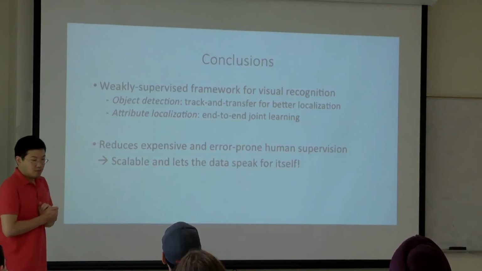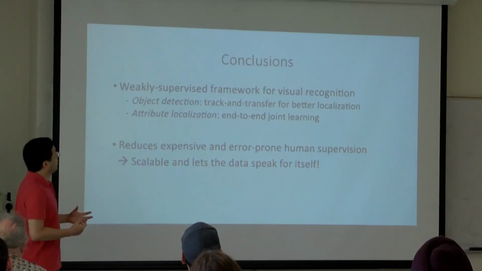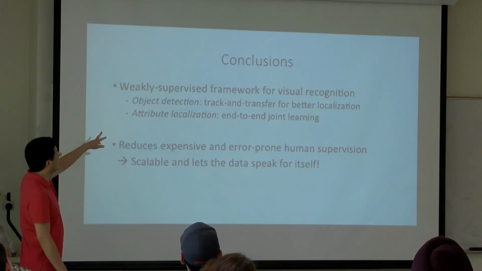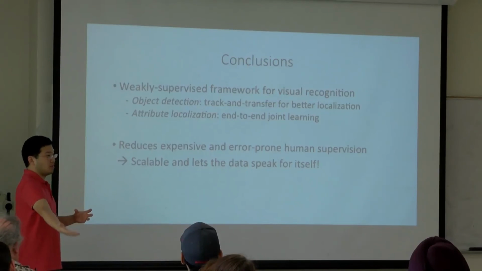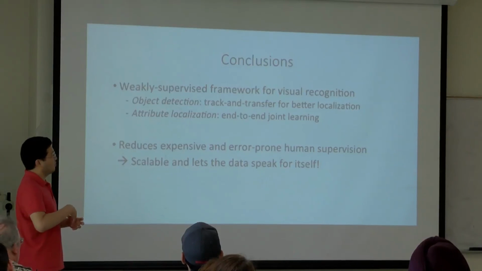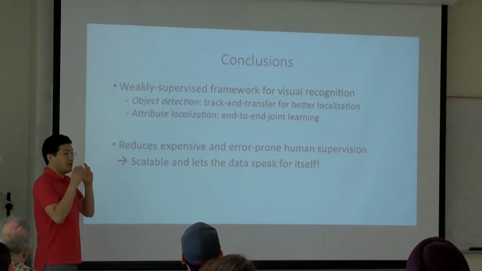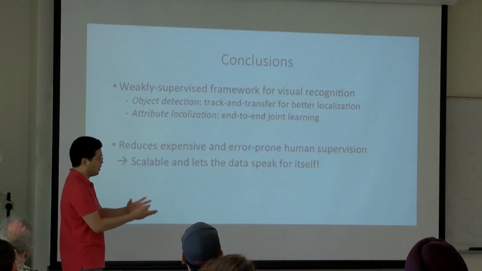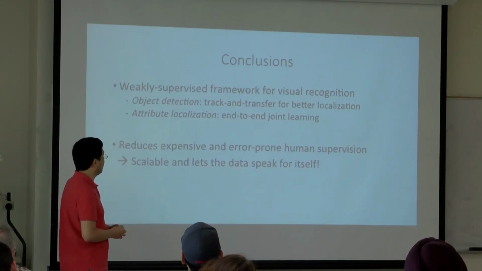Okay, so just to conclude, I've presented a weakly supervised learning framework for visual recognition, right? And I've talked about 2 tasks. One was object detection, where we're tracking and transferring the localized boxes from videos for more accurate object detection. And then the second one was on attribute localization, where we tried to jointly learn the features, the localizer and ranker for each attribute.